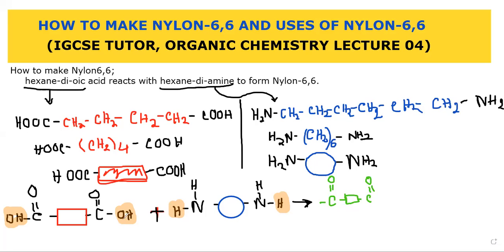Okay, so we don't have any more OH here or any more H for hexane diamine, so we are just joining them up and taking a different color for hexane diamine. Okay, we are joining them up. And we have only one H for hexane diamine as well. So all the OH, OH, H, and H are removed.